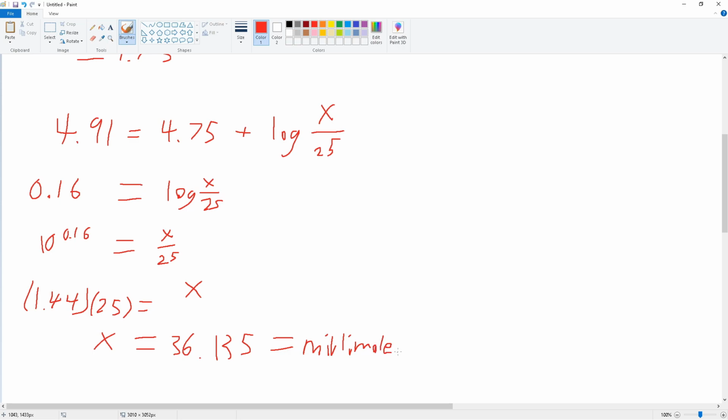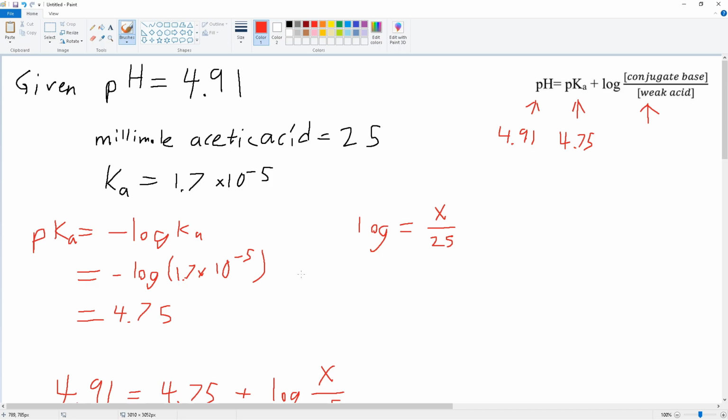millimoles of the conjugate base, I think I said sodium acetate, right? Millimoles of sodium acetate. I'll just write it like that for now. And so that concludes the example for the Henderson-Hasselbalch equation, and just shows that given certain parameters, we were able to find other parameters within the question using this Henderson-Hasselbalch buffer equation.